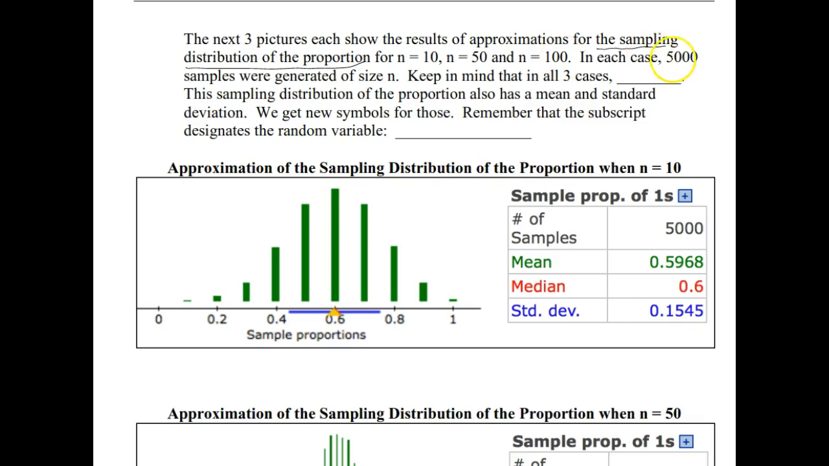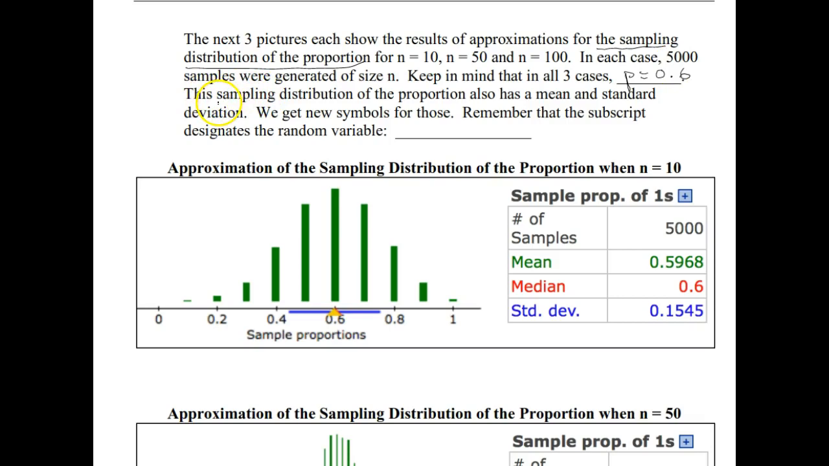In each case, I'm going to generate 5,000 samples of that specific size. So keep in mind that in all three cases, P is going to be 0.6. So the population percentage of students who pass is going to be 60%. But when we randomly select a group of 10, or randomly select a group of 50, or randomly select a group of 100 students and ask, what percentage of that group passed, it's not always going to come out to be 60%. There's going to be some fluctuation in those sample percentages.